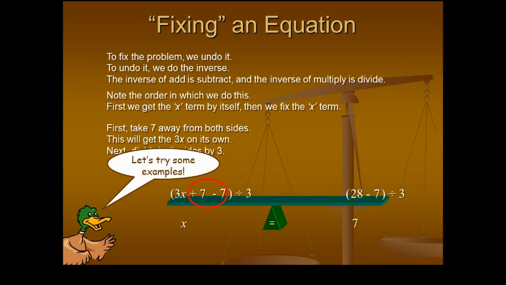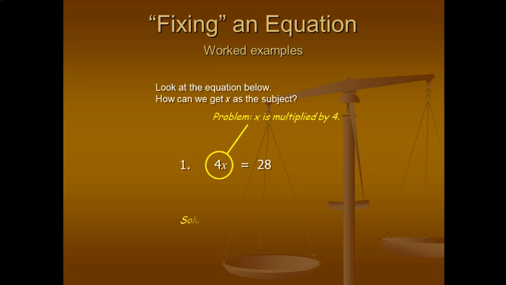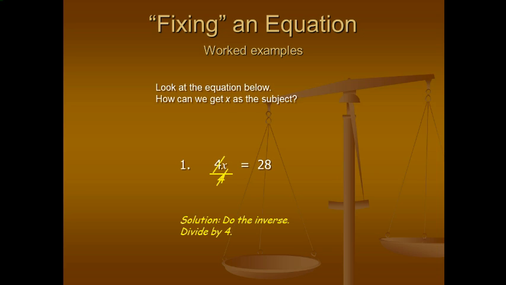Let's try some examples. Look at the equation below. How can we get x as a subject? Example 1. 4x equals 28. The problem is that x is multiplied by 4. The solution? Do the inverse. Divide by 4. But you must also divide the right-hand side by 4. So the answer is x equals 7.